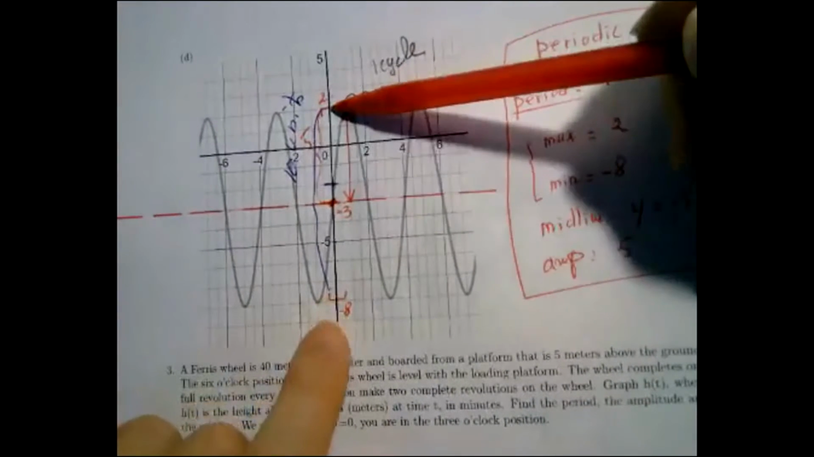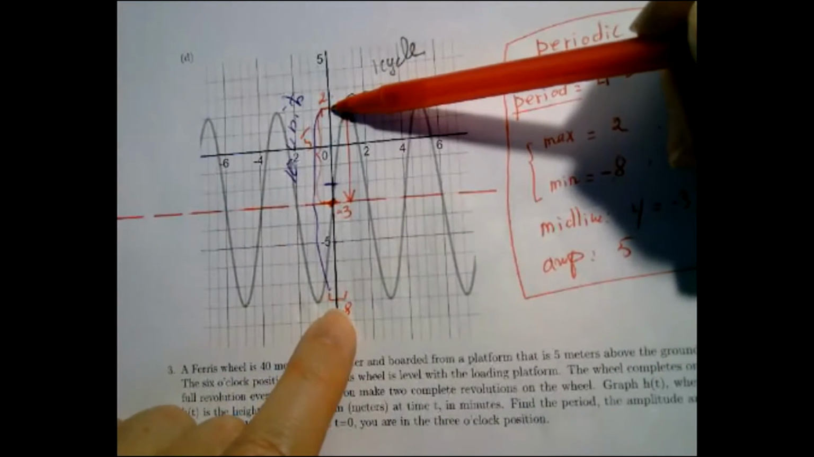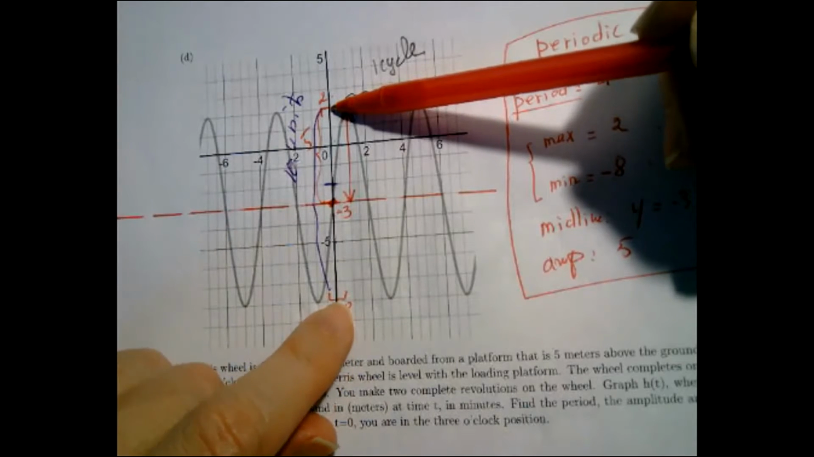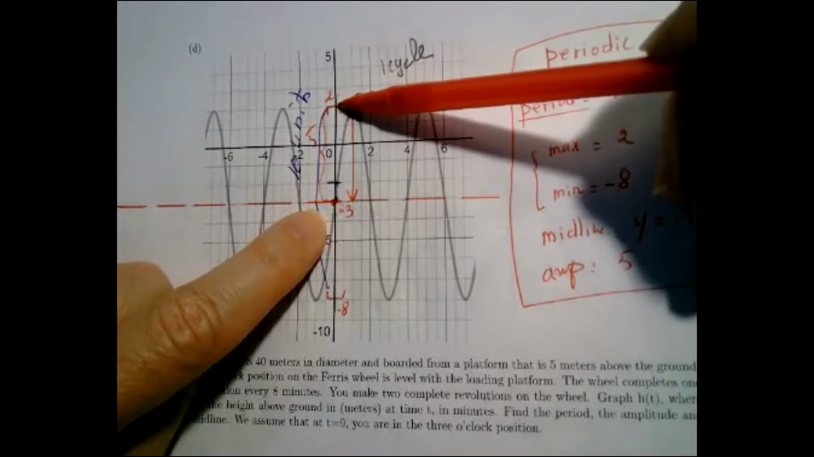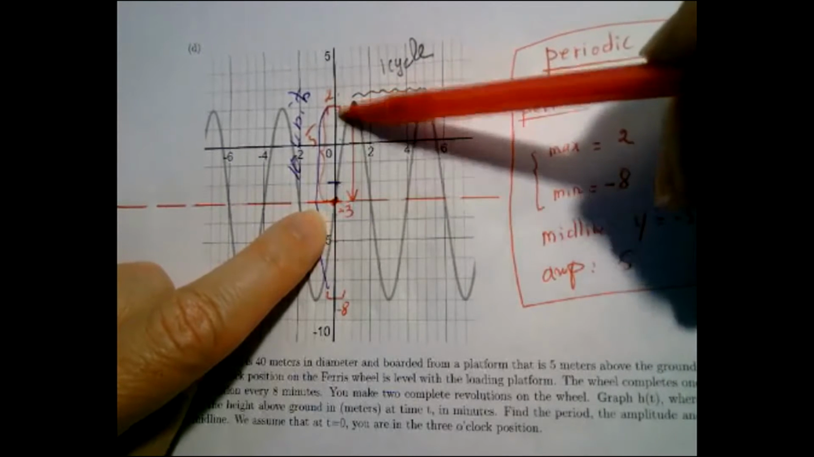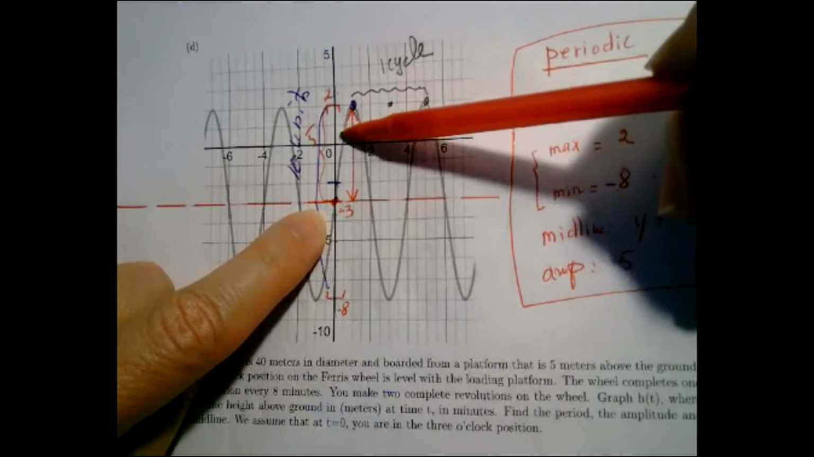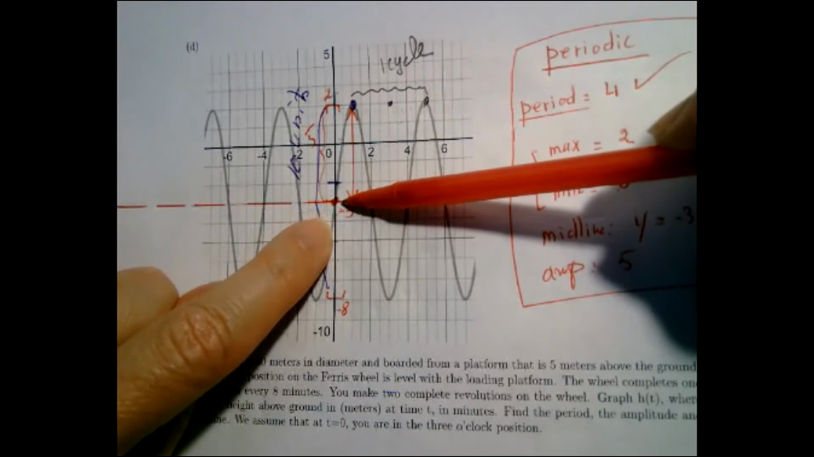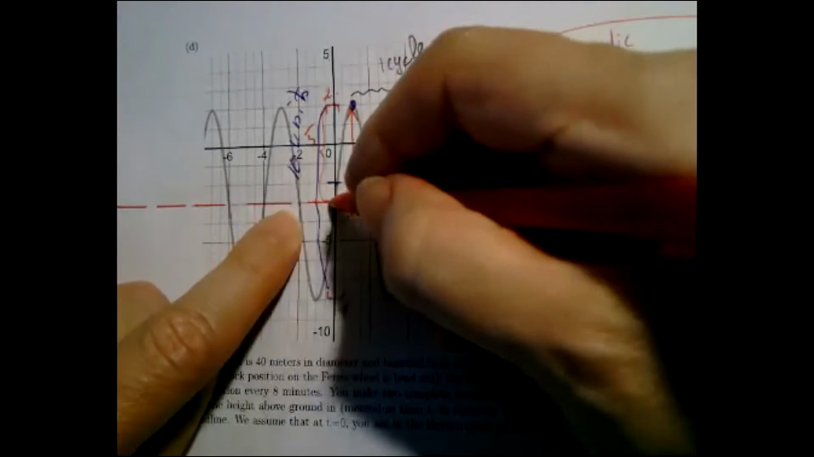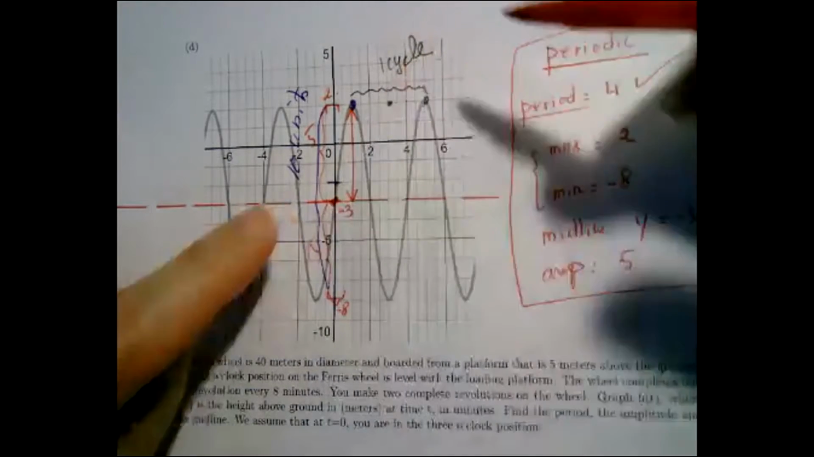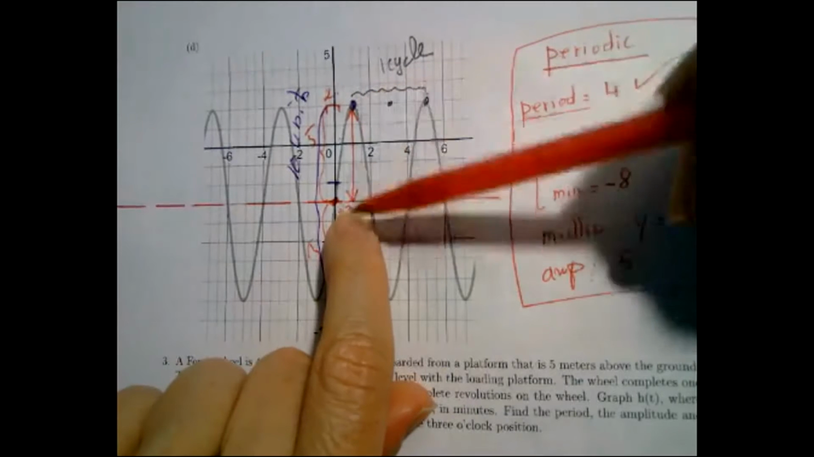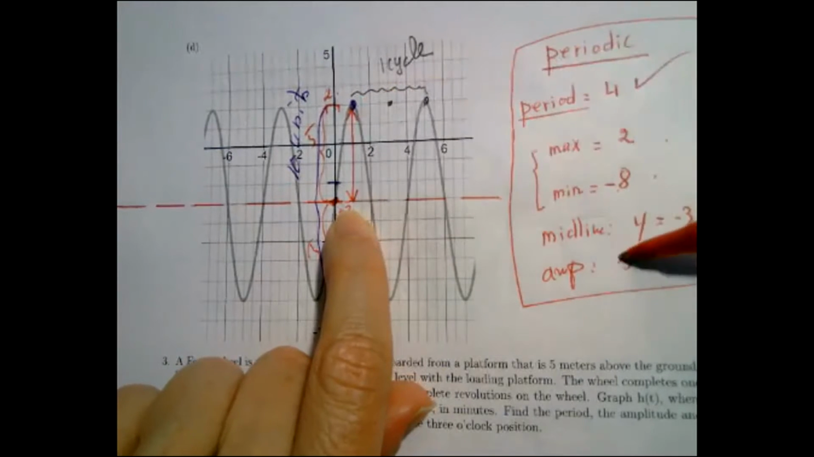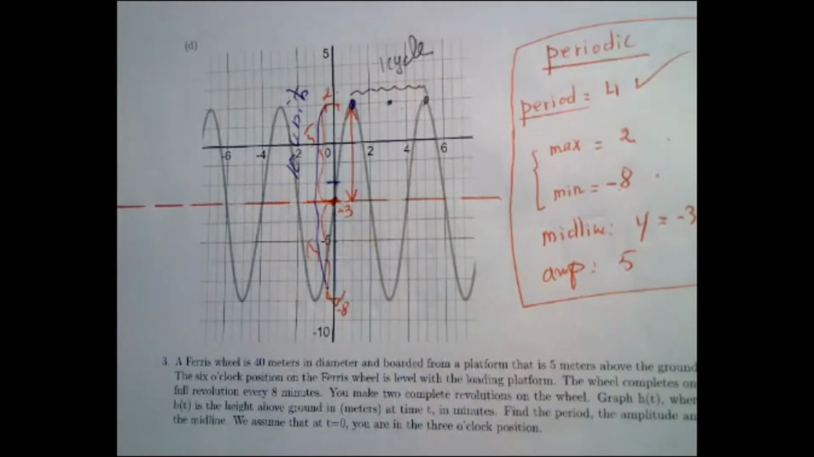Between the max and the min, I have 10 units. Half of that is 5. So if I start from 2 and go 5 units away from 2, 1, 2, 3, 4, 5, I end up at -3. So I have 5 here and 5 here. That's my midline, halfway through. My amplitude is how far the midline is from the max, which is 5. Now I'll use the formulas and make sure I get exactly the same answer.